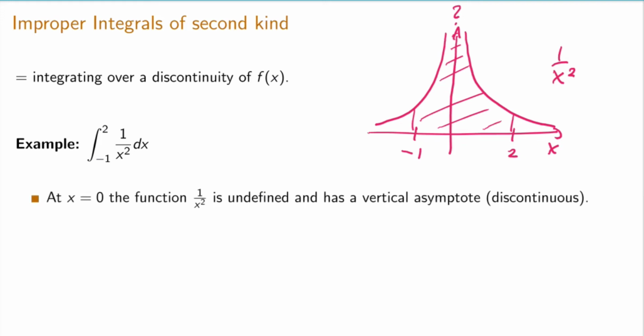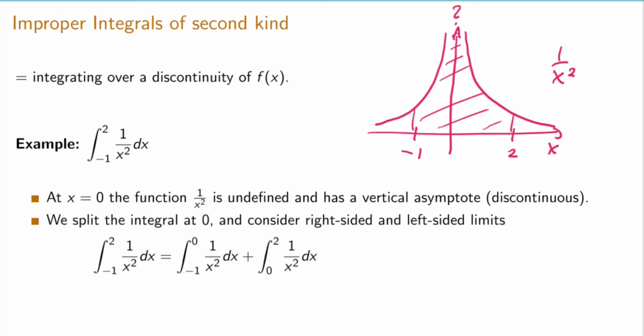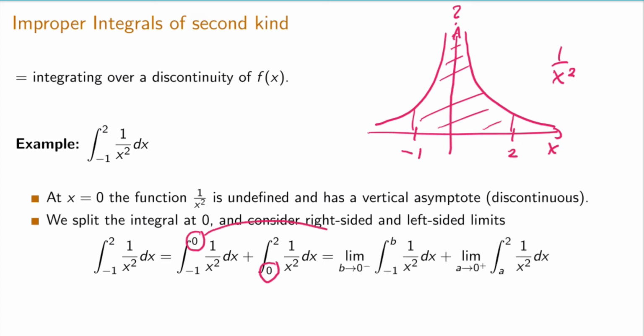Whenever we have vertical asymptotes, or whenever we have to deal with infinity, we approximate with a limit. Same here, we split the integral at 0. We write the integral from -1 to 2 as an integral from -1 to 0, and then an integral from 0 to 2. And still the function is not defined at 0, so we still have to use limits. The upper limit 0 we replace by a limit b goes to 0 from the left, and the lower integration limit 0 we replace by a limit as a goes to 0 from the right.